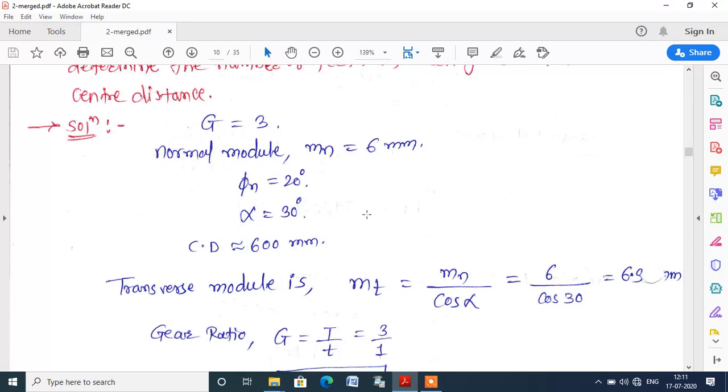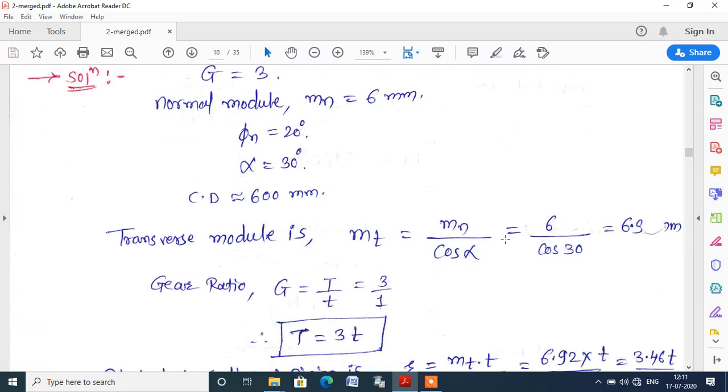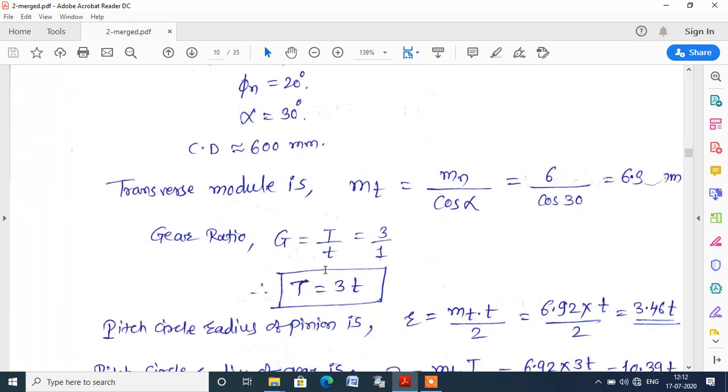As we know, for a helical gear problem, first calculate the transverse module. So mt is equal to mn by cos alpha, so 6 by cos 30. It is coming 6.92 mm. Check the answers. Then the gear ratio: we know that capital T by small t is 3 by 1. So capital T is equal to 3 into small t.